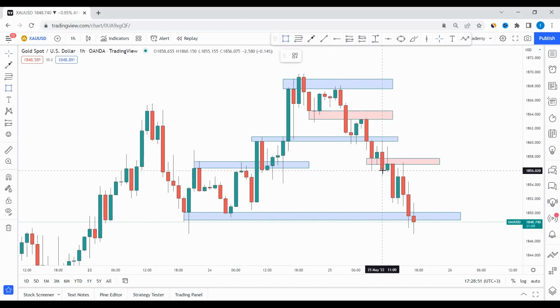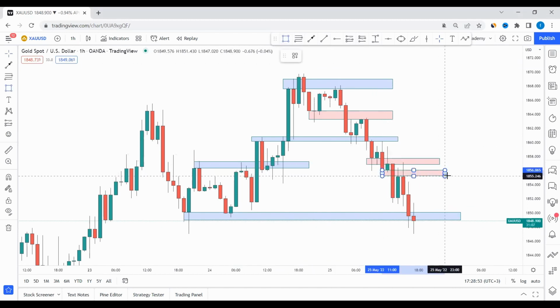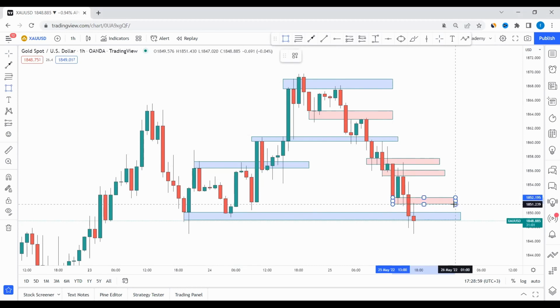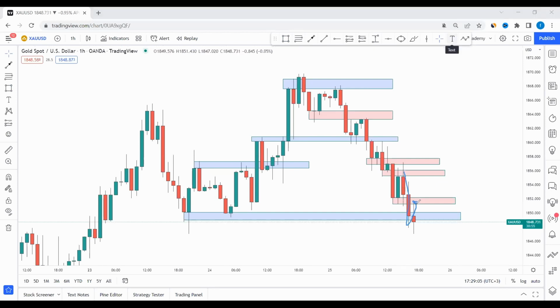lower low, right? In a downtrend, remember we mark lower lows, and you can clearly see how the market is creating them and retesting them. The market broke below and we have retested. The retest is here. The market broke down and retested.